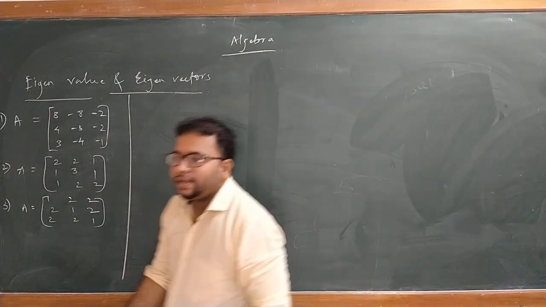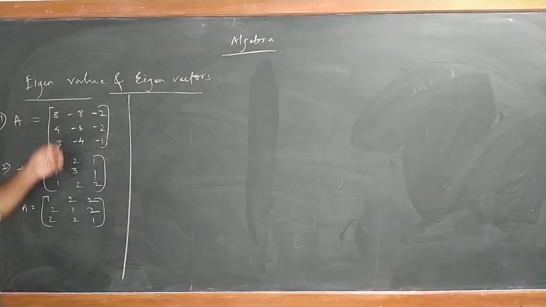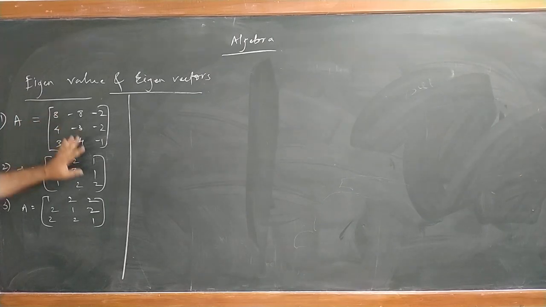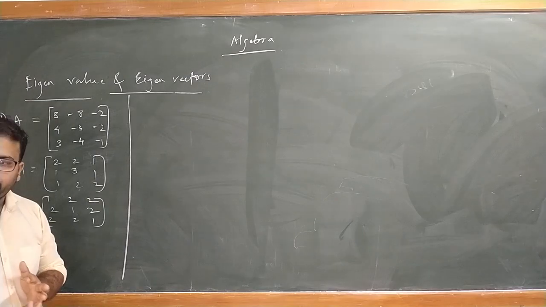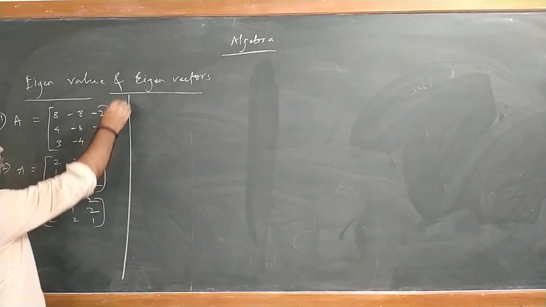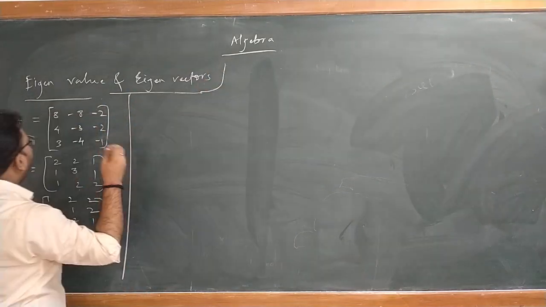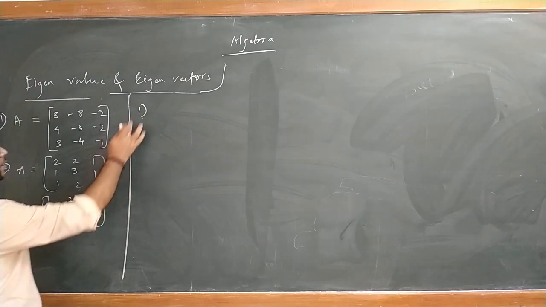Okay, so today's topic is eigenvalues and eigenvectors. We are going to see how to solve the eigenvalues and eigenvectors problem. Some of the questions are already listed over here. We are going to select one of the questions and solve it. What is the first step of solving that particular question? Suppose I'm selecting the second question.